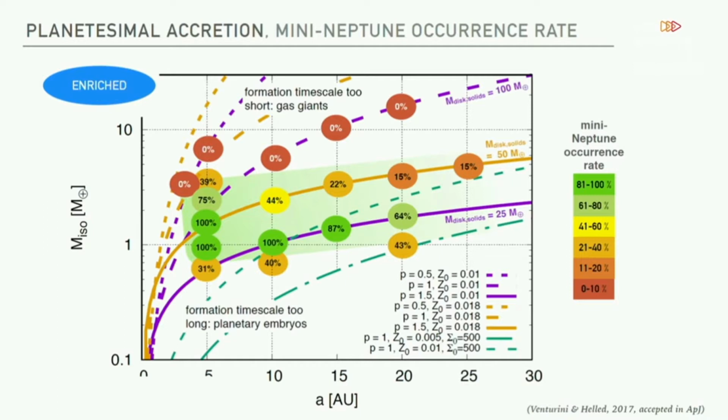On the contrary, if the isolation mass is very small, then the growth is very slow, and there is no gas accretion during the disk lifetime. That's why here the occurrence rate also drops. Therefore, there is this sweet spot for mini-Neptune formation at these isolation masses. So I will leave you with a summary.